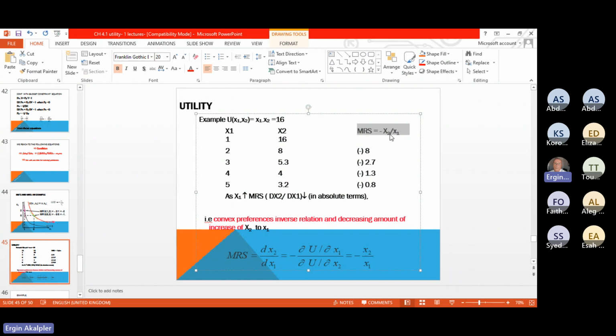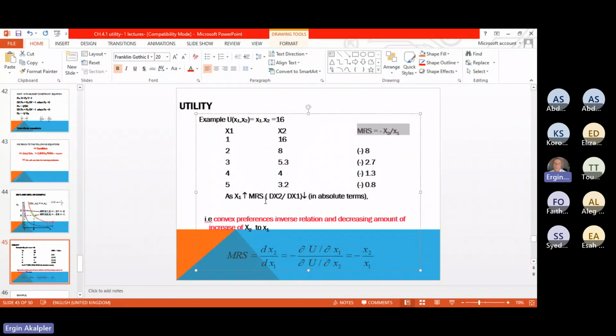When you're going to get the other one, x2 over x1, which is 5.3 over 3, sorry, 2 is going to be 2.7. Then you're going to get the other one, 4 minus something. Then you get this 1.3, and it's called like this.